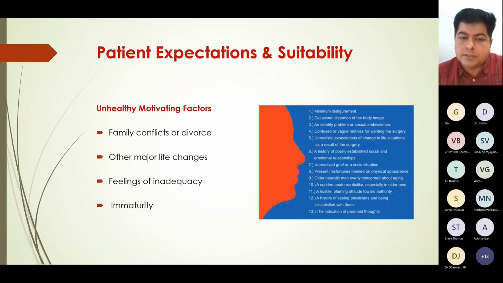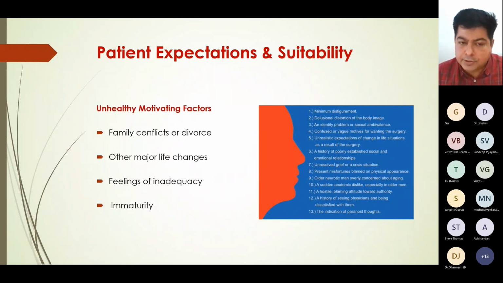You have to look at various factors. There are numerous which are described, but grossly unhealthy motivating factors are: does the patient have a recent family conflict or a recent divorce after which he has come for rhinoplasty consultation, or has there been a major life change in his current scenario which has pushed him into rhinoplasty, or does he have some inadequacy which he focuses on rhinoplasty, like he's not doing well in his job.